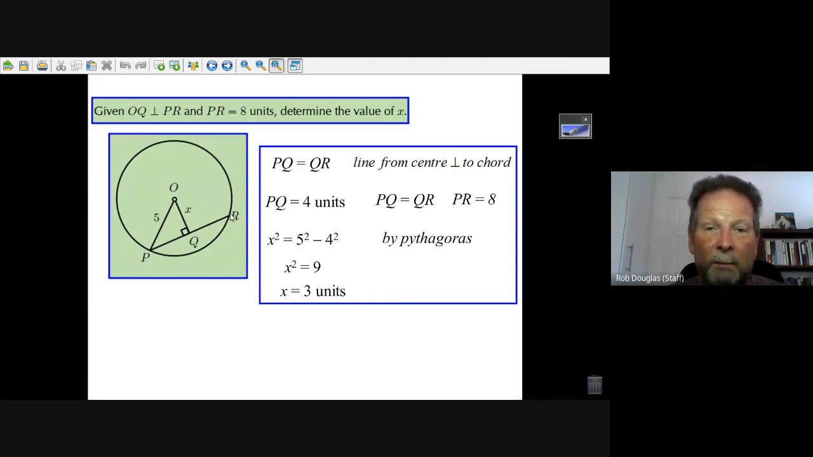Well, if PR is equal to 8, then PQ must be 4 because they're equal and 8 breaks into two pieces. Well, once you've got that, you know that PQ is 4. You know that this is a right triangle. OP is the radius 5. Well, then you can use Pythagoras. To find this short side, you square the long side, 5 squared, and you subtract 4 squared. And 25 minus 16 is 9. You square root both sides, and you get x is 3 units. When you use Pythagoras, you have to write down by Pythagoras.